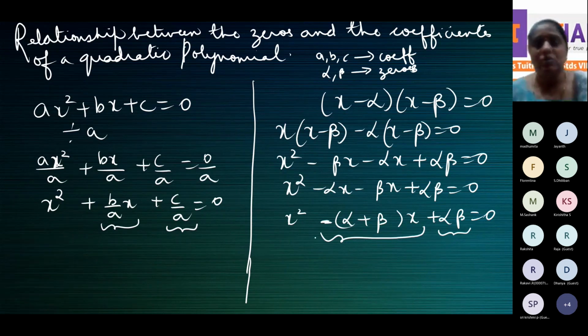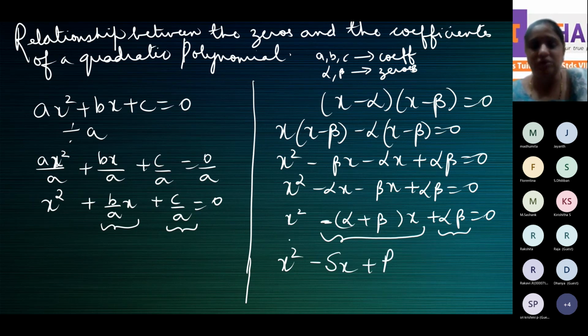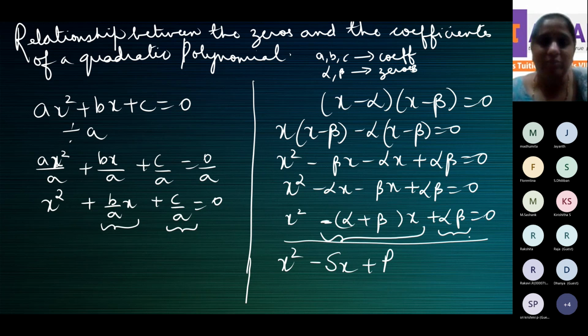Now see here, what is the quadratic equation here? X square minus sum of the zeros, let's call it S, sum of the zeros, into X plus the product of the zeros. You can see it here. This is how we construct the quadratic polynomial when the zeros are given, or when the sum and the product of the zeros are given.